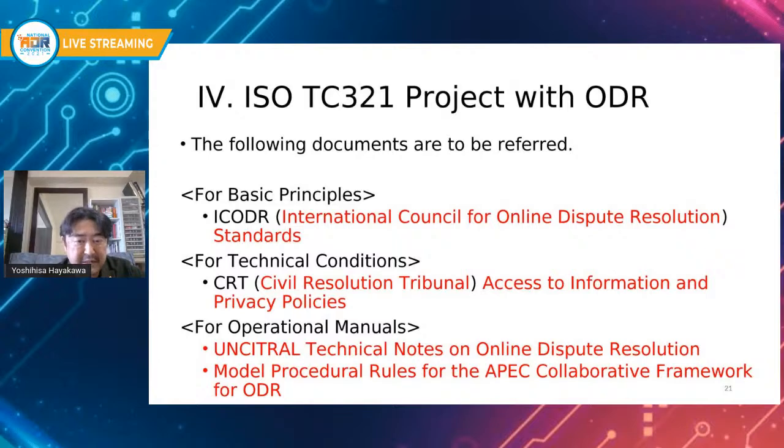And for the operational manuals, the ASEAN technical notes on online dispute resolution are of course a good example. And the model procedure rules for the APEC collaborative framework for ODR are also a good example. Honestly speaking, the model procedure rules for the APEC collaborative framework for ODR are substantially similar or the same as the final draft of the ASEAN model procedure rules. But unfortunately, as I explained in the history, the final draft did not appear as a formal text of ASEAN, but it revived in the APEC project. So these documents are very alike each other, and could work as an example for the standard-making process of the operational manuals.